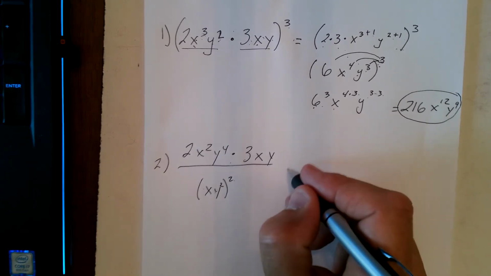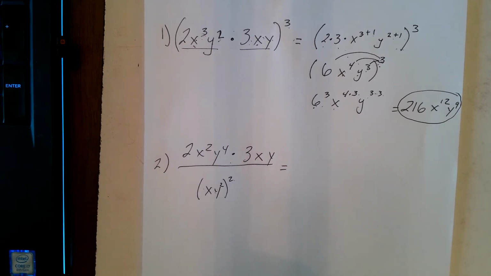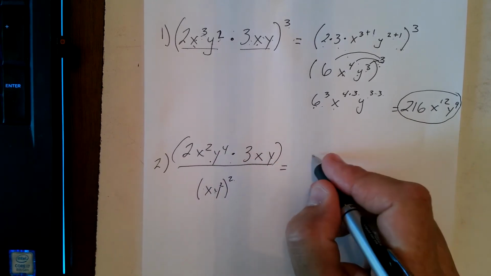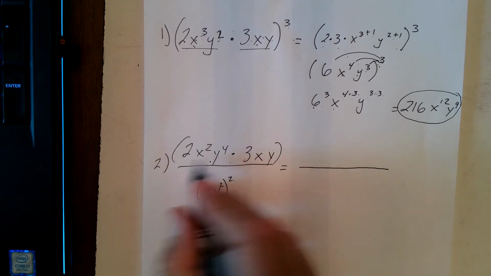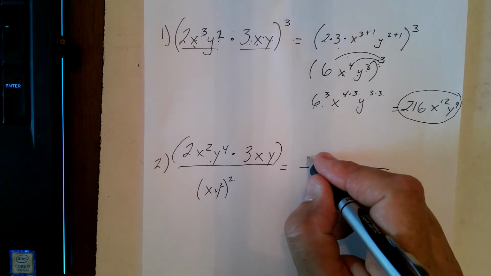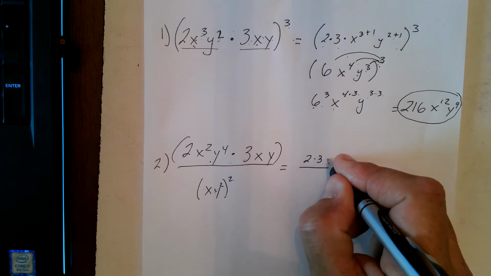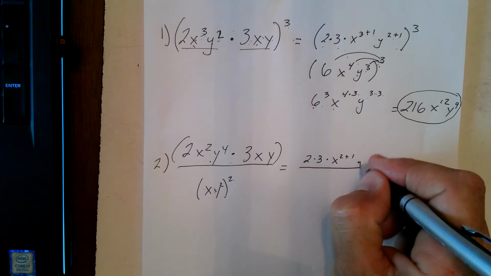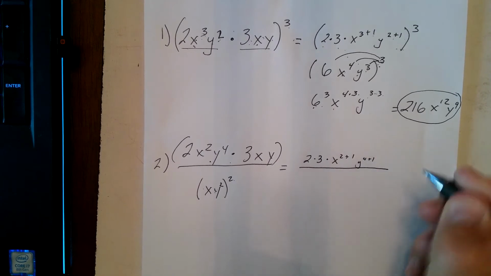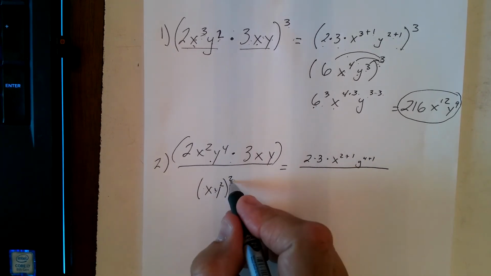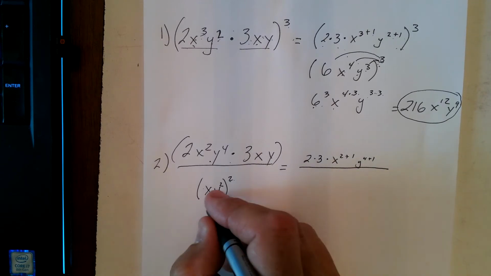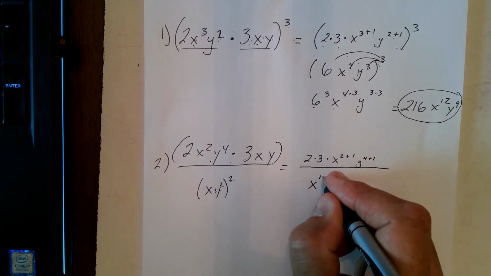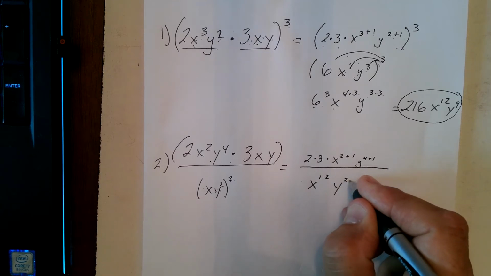The same thing with our quotient or division problem. We have to do this first. So I'm going to do that on top. I am going to do the product, which is 2 times 3 times x to the 2 plus 1, y to the 4 plus 1, all over. I'm going to take this power to a power, which is x to the 1 times 2, y to the 2 times 2.